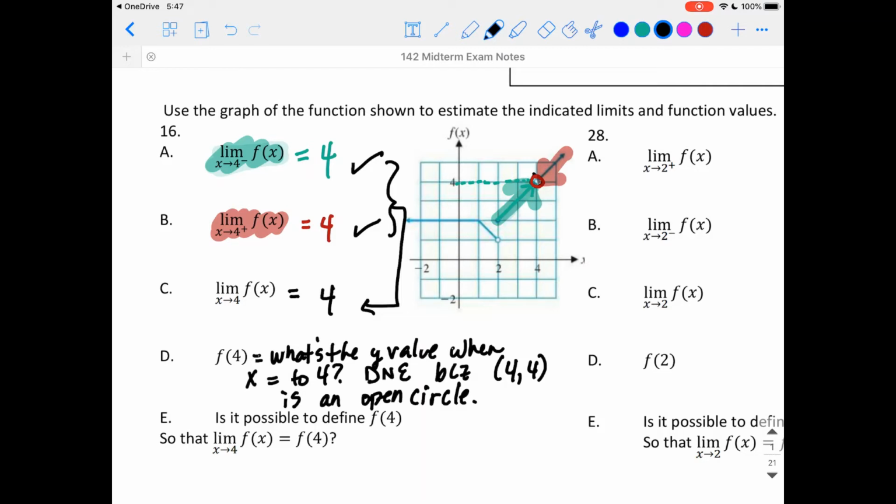Now, part E asks, is it possible to define f of 4 so that the limit of the function f of x as x approaches 4 is equal to f of 4? Yeah, the solution is easy. Change the open circle to a closed one. And for sure, f of 4 would be defined to equal 4 because it wouldn't be an open circle. It would be now a closed circle and part of your actual answer. So let me write that down.